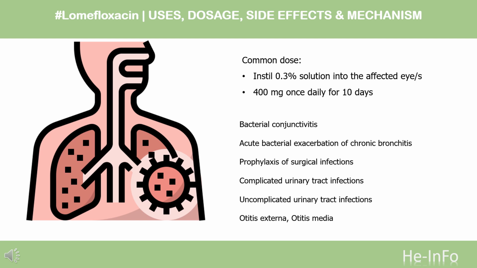Oral. Complicated urinary tract infections. Adult, due to E. coli, K. pneumoniae, P. mirabilis or P. aeruginosa, 400 mg once daily for 14 successive days. Oral. Uncomplicated urinary tract infections. Adult, 400 mg once daily. Due to E. coli, for 3 successive days. Due to K. pneumoniae, P. mirabilis or S. saprophyticus, for 10 successive days.